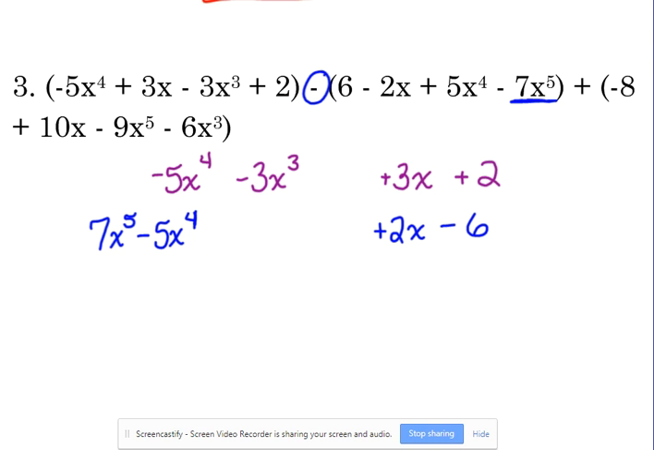For the last one, it was plus, so we're not going to change anything. We're just going to write it down in order so that we can match things up. So we've got negative 9x to the 5th. We don't have x to the 4th. We do have x cubed, minus 6x cubed. This one doesn't have x squared either. Plus 10x and a minus 8.